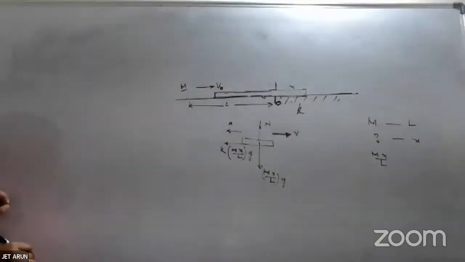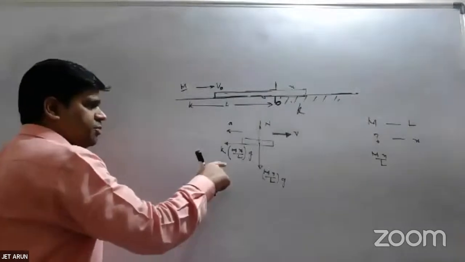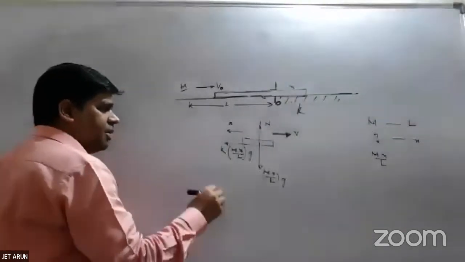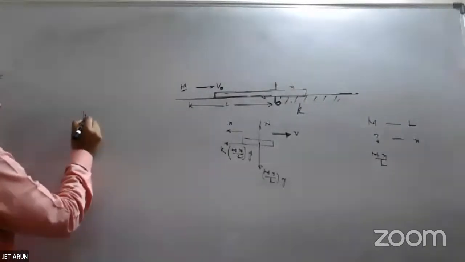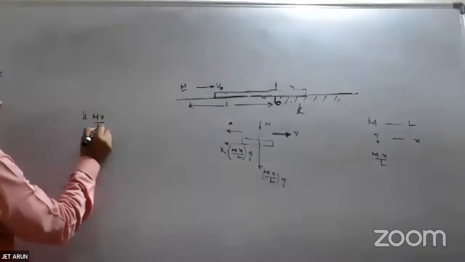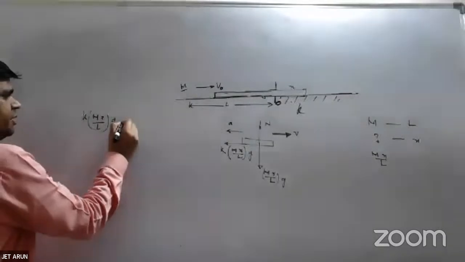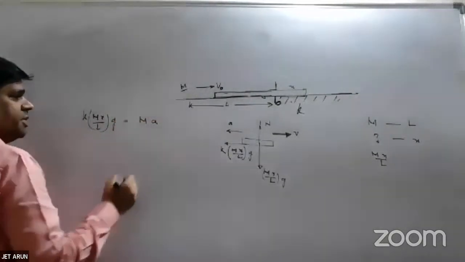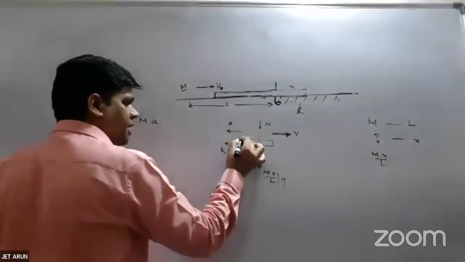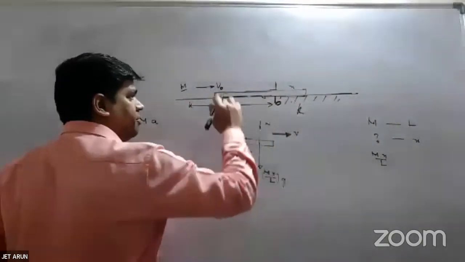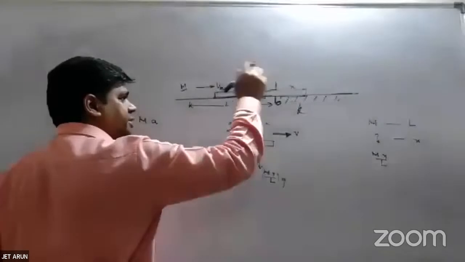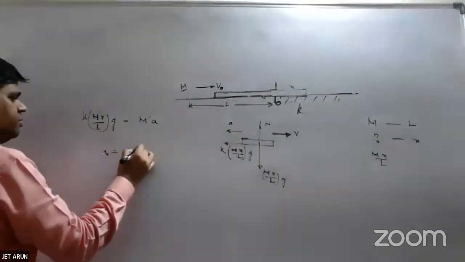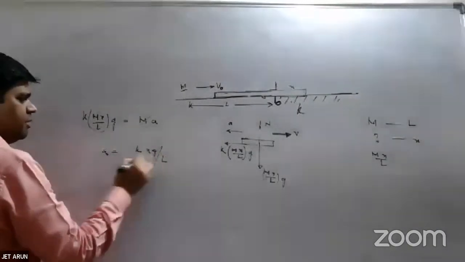And what is the acceleration now? I'll write the force equation. Mu mx by L into g is equal to total mass into acceleration. Total mass is m, times acceleration. When I write the right-hand side, I need to write the total mass, because this force is affecting the total mass. So m gets cancelled out. So a is equal to mu xg by L.